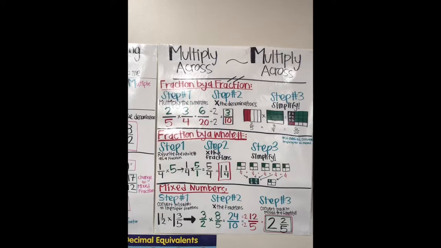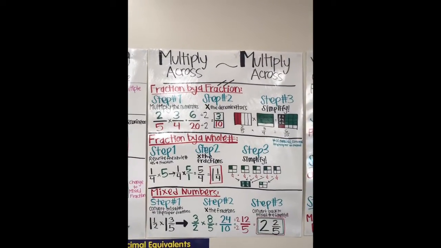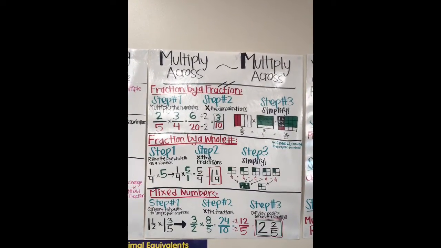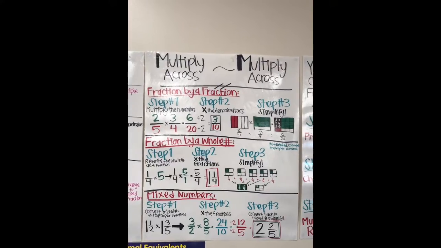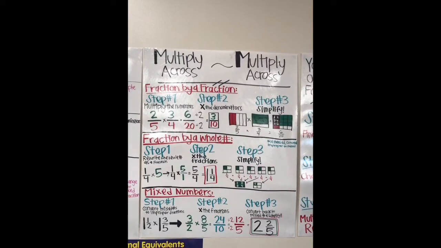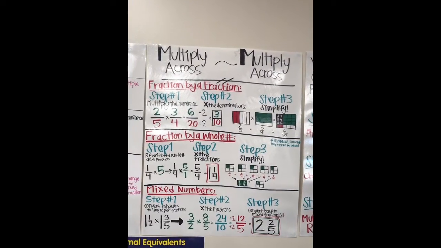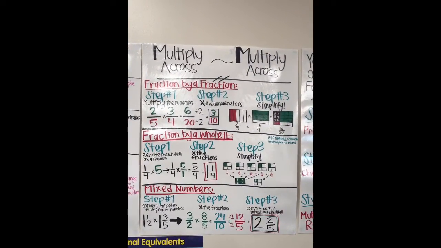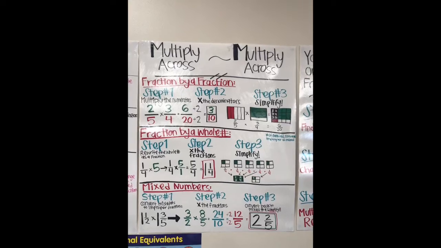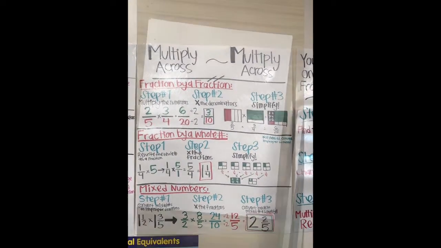You can see that bottom part, mixed numbers. Step 1, convert the mixed number to an improper fraction. Step 2, multiply the fractions. Step 3, convert back to a mixed number and simplify. Now I'll show you these steps.